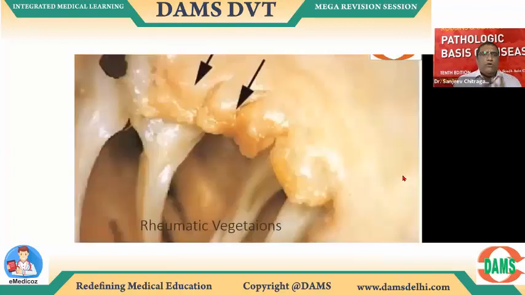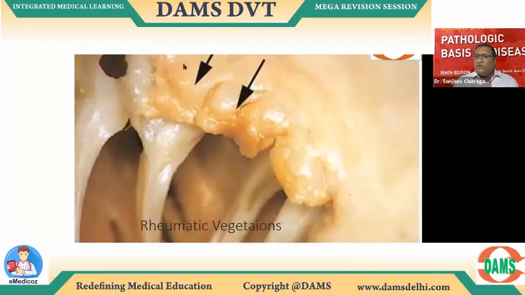So let us talk about the gross features that we see. When I'm talking about rheumatic vegetations, the moment I'm seeing vegetations, I'm not talking about an acute condition. This is not acute rheumatic fever. This will be rheumatic heart disease, because there will be constant damage happening to the valve, and this will ultimately lead to formation of these vegetations.